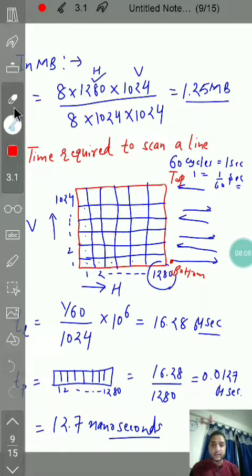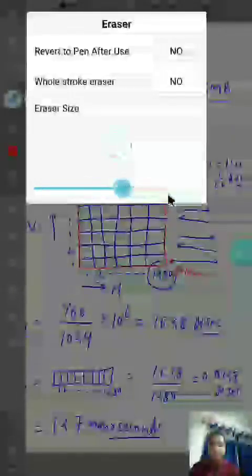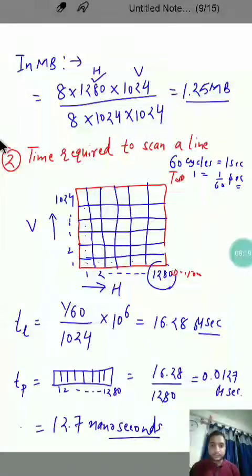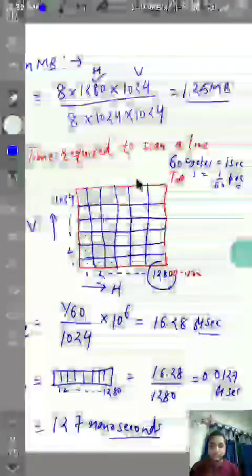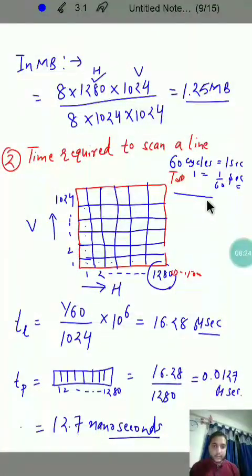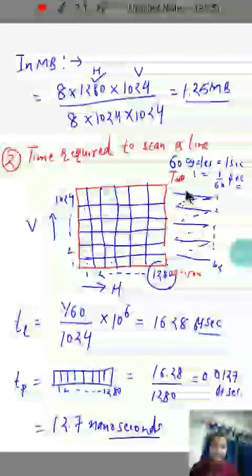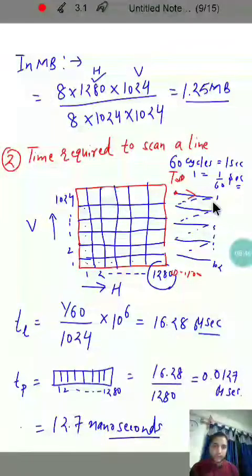Now the scanning will take place from top to bottom. As I explained to you today, the scanning will take place from top to bottom, like that. Now it is like this: first line, second line, third line, fourth line, and a number of lines. Suppose 1024 lines. This is the first line, second line, third line, and so on, up to 1024 lines. So in this way the scanning will take place. It will start from the top, and left to right it will go.